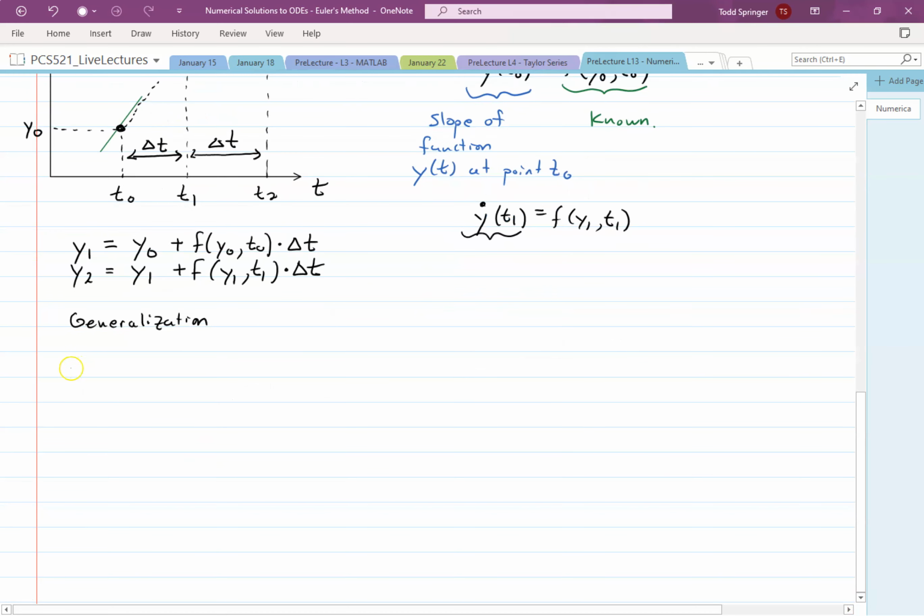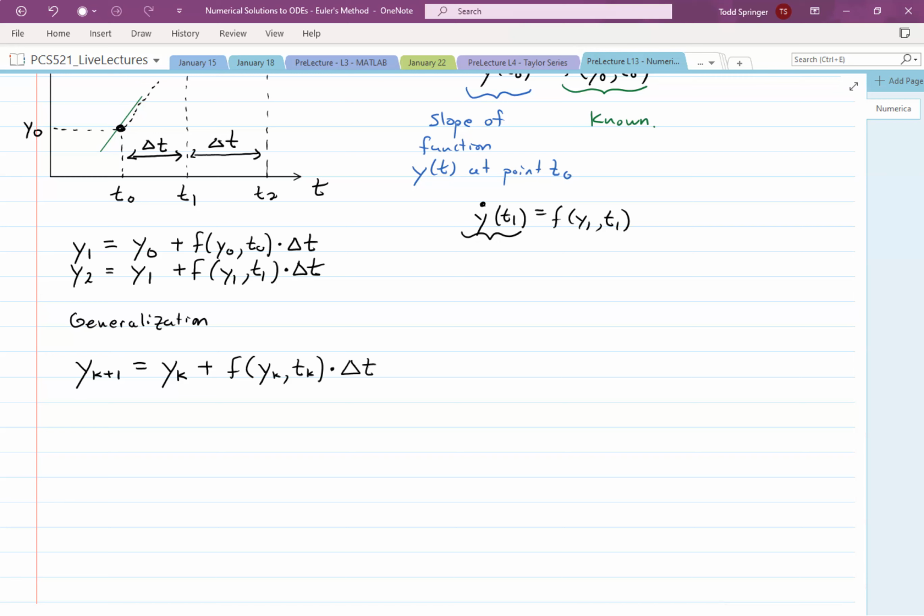Let me call it y of k plus 1. So I'm going to use k as a general index. y of k plus 1 is going to be equal to yk, so the previous point, plus the slope evaluated at that point, which is going to be f of yk, tk, times delta t. And you can see this can naturally be implemented in a loop. So I start at the first one, and then I calculate the second point, and then I do a loop again and calculate the third point and the fourth point, and so on.